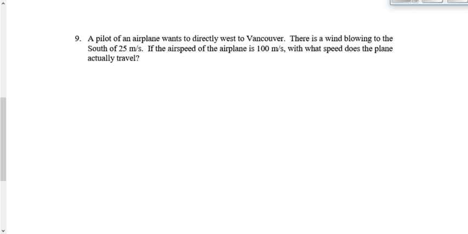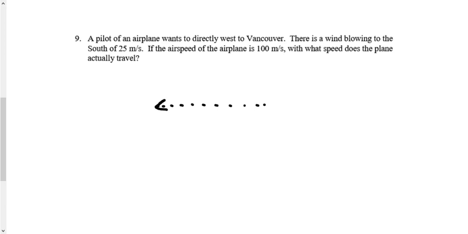Number 9 says the pilot of an airplane wants to fly directly west of Vancouver. All right, this pilot, let's assume that she can fly where she wants to fly. So the actual motion of this airplane is going to be directly west towards Vancouver. We're going to make this a dotted line vector, right? Because this is her actual motion directly west to Vancouver. So let's draw it as a dotted line, just like this. We don't know what the value of that is yet.